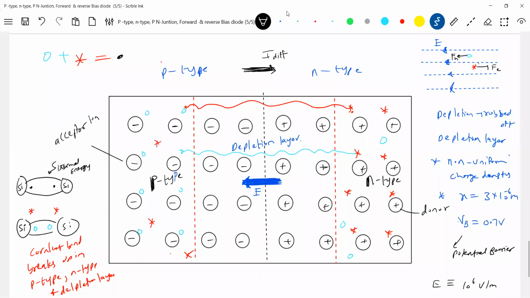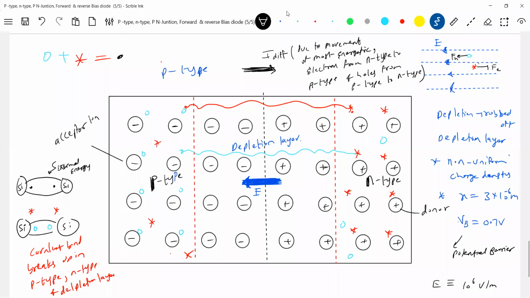So why is this? This is due to the movement of the most energetic majority carriers: electrons from N type to P type, and holes from P type to N type. Okay, there's a reason for this current I'm putting. Not all carriers, only the most energetic ones. So due to that there will be a current.